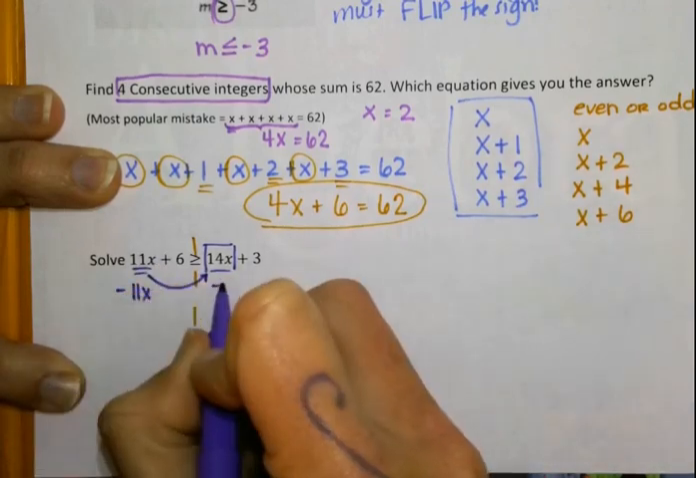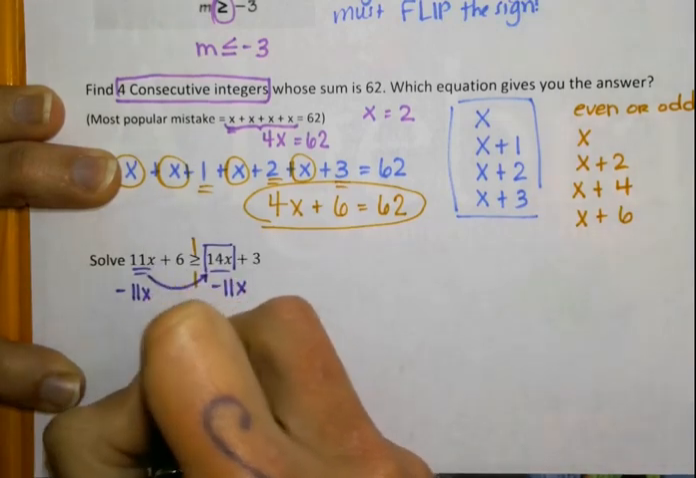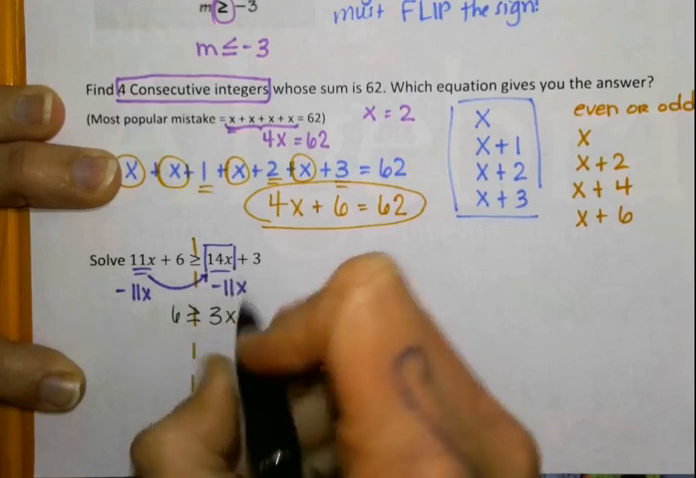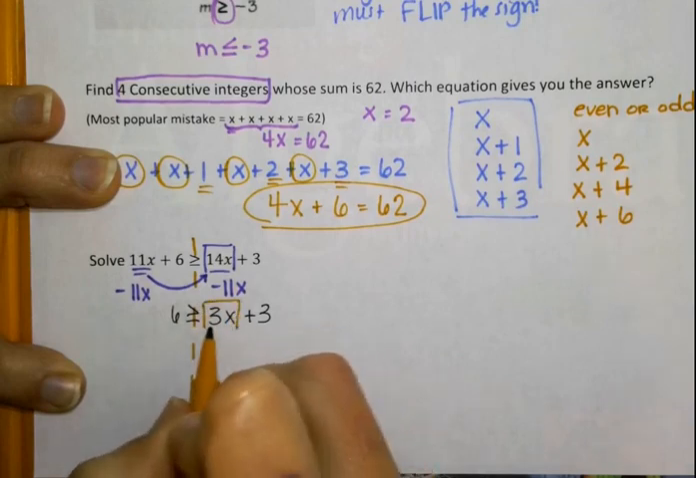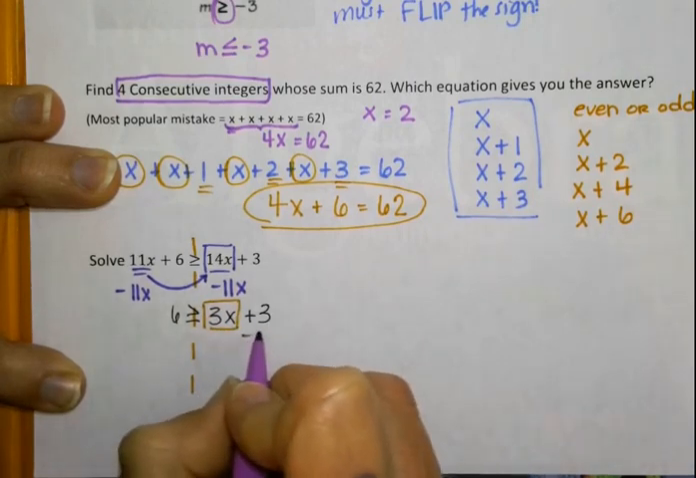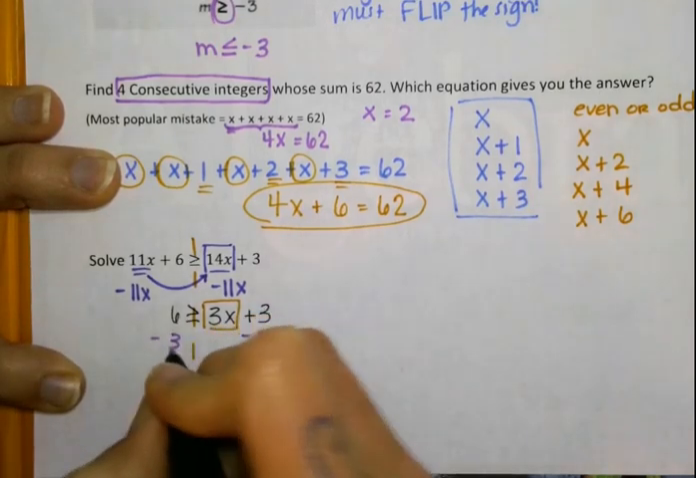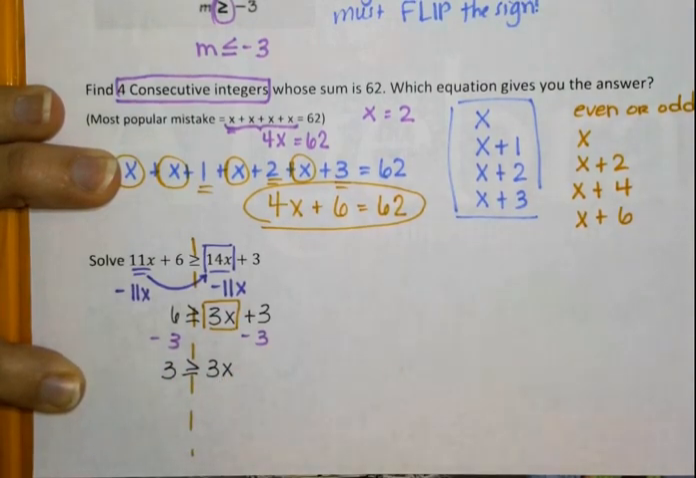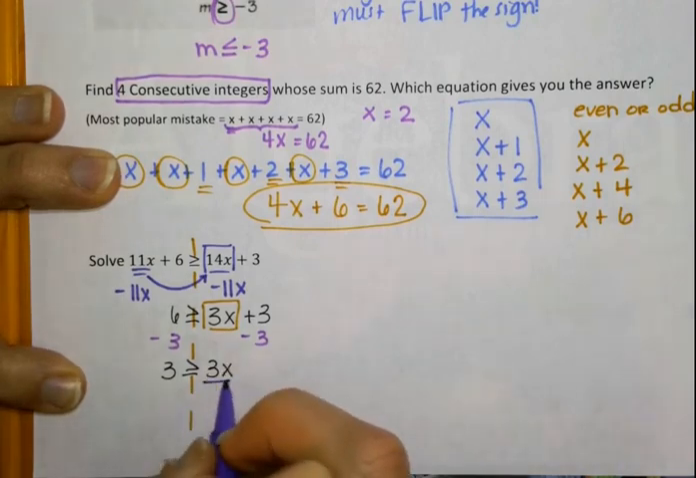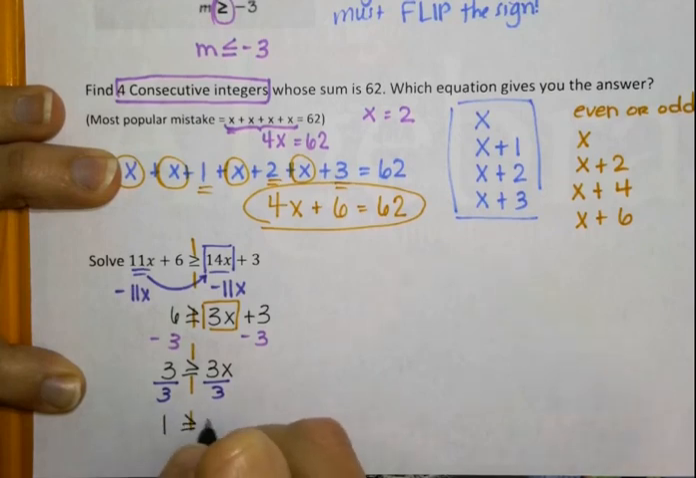That's a positive 11x, so I'm going to subtract 11x, and that's going to give me 6 is greater than or equal to 3x, because I had 14 and I spent 11, plus 3. Now we're still trying to get that x by itself, so we need to move that positive 3. So we're going to subtract 3 from both sides. And subtracting 3 is fine. 6 minus 3 is going to give us 3 greater than or equal to 3x. 3x is 3 times x, and that inverse is going to be division of 3. And so our answer is going to be 1 is greater than or equal to x.